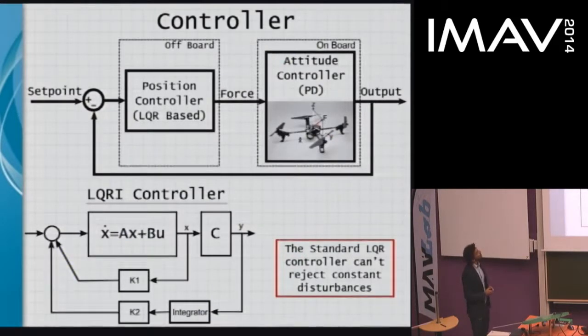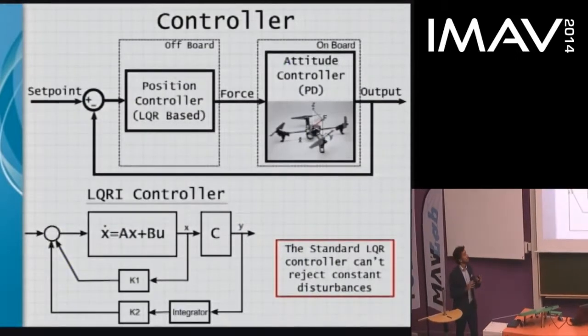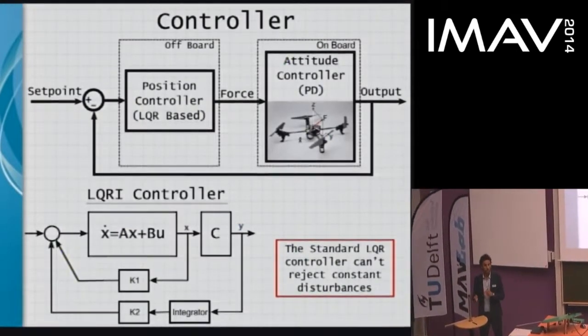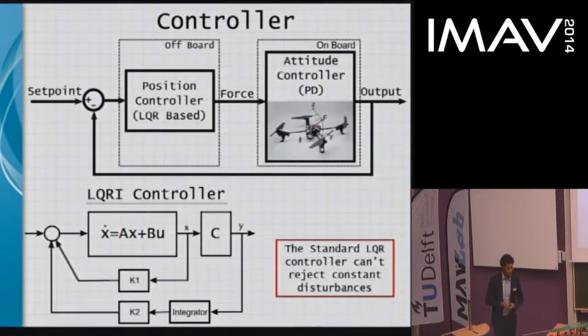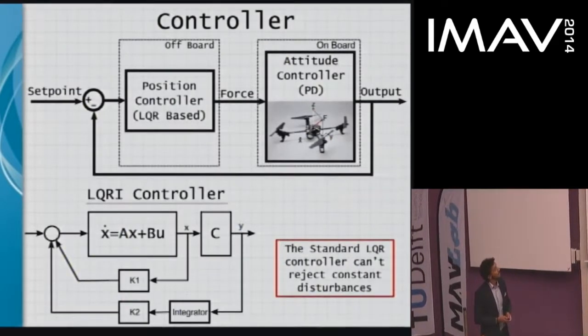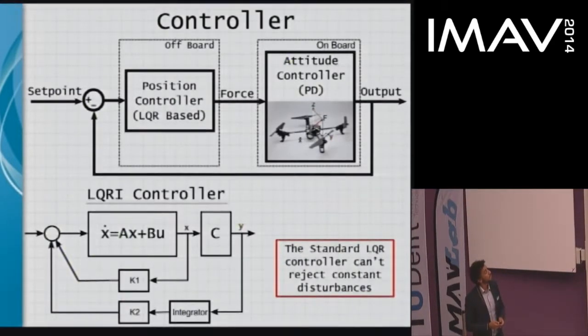So now some words about the controller used. The controller structure in general was made of two small structures, one off-board and one on-board. I focused my work more on the off-board part, so I designed an LQR controller for the position controller. It was running on xPC Target off-board with MATLAB and Simulink. And on board there was a simple PD controller that I was just tuning from time to time for different purposes, and this was the attitude controller.